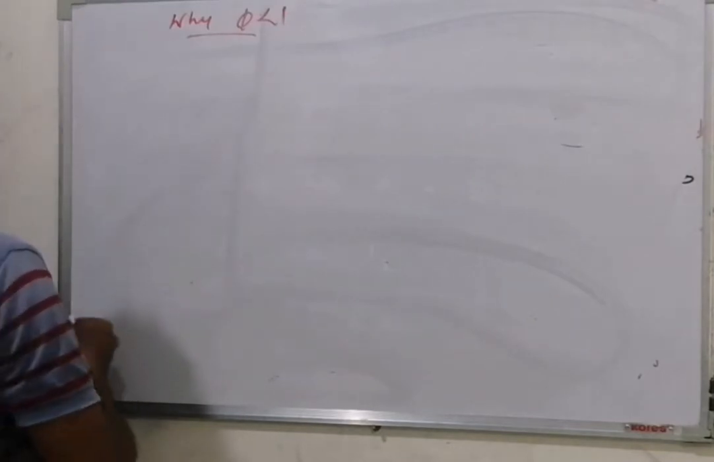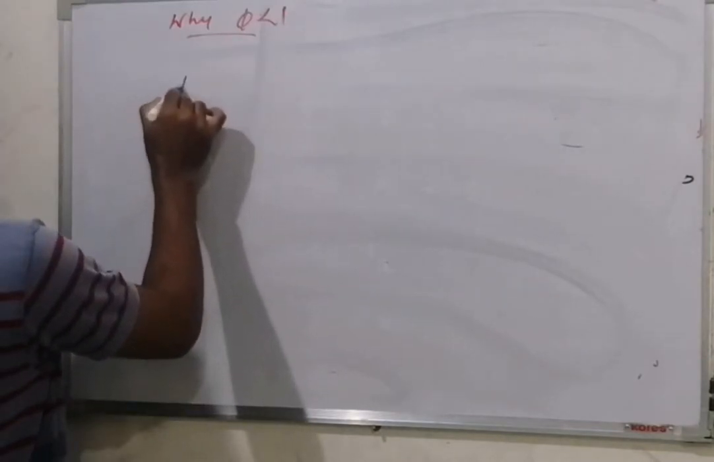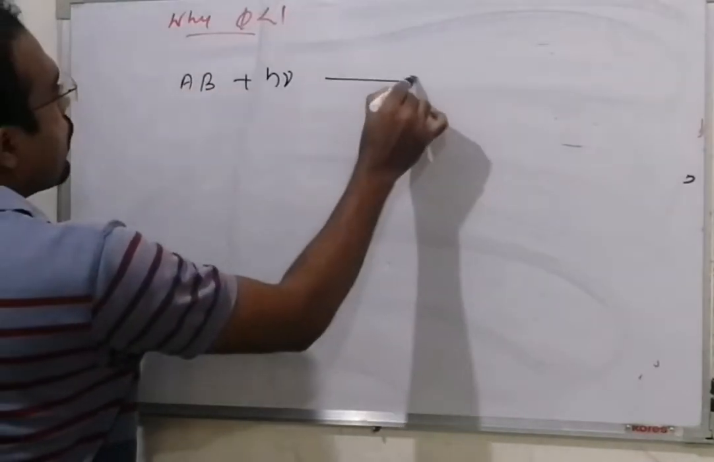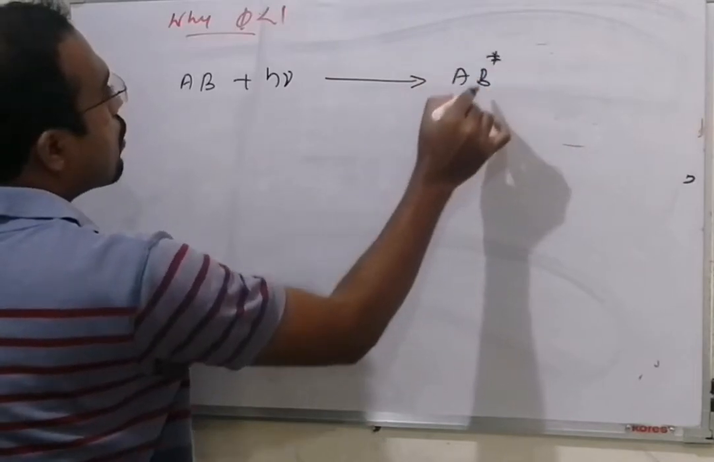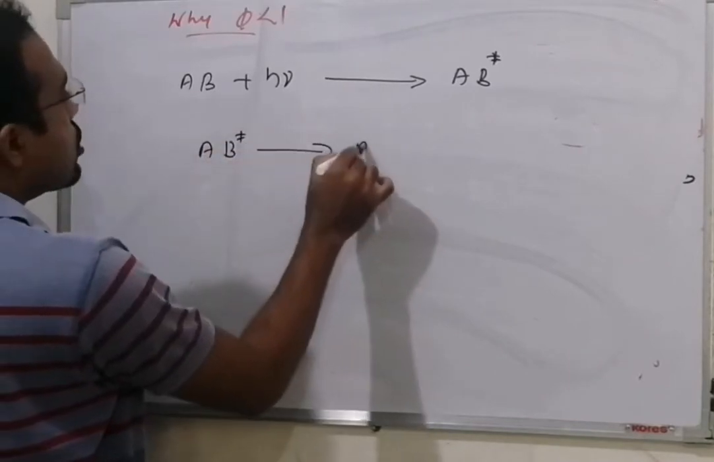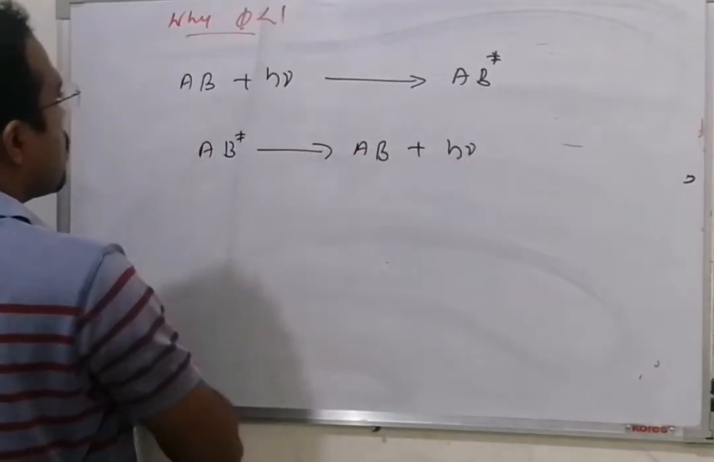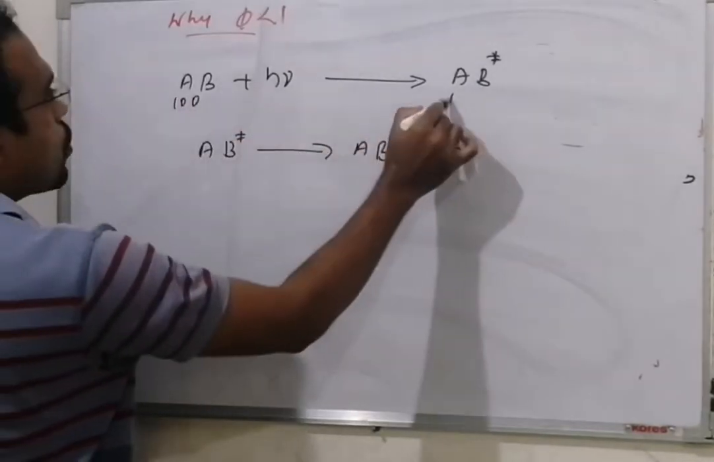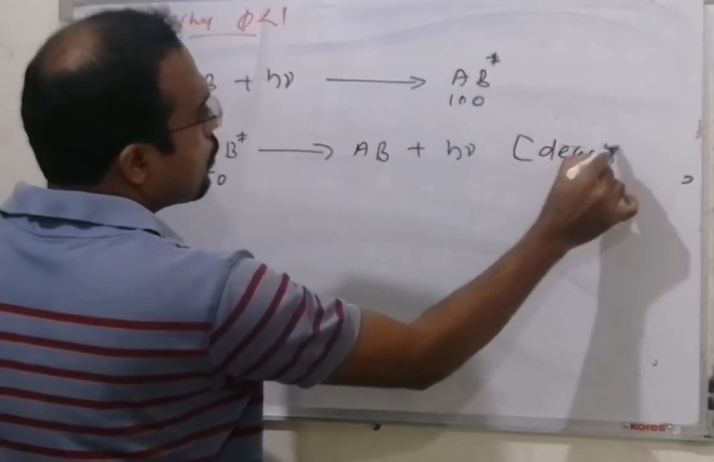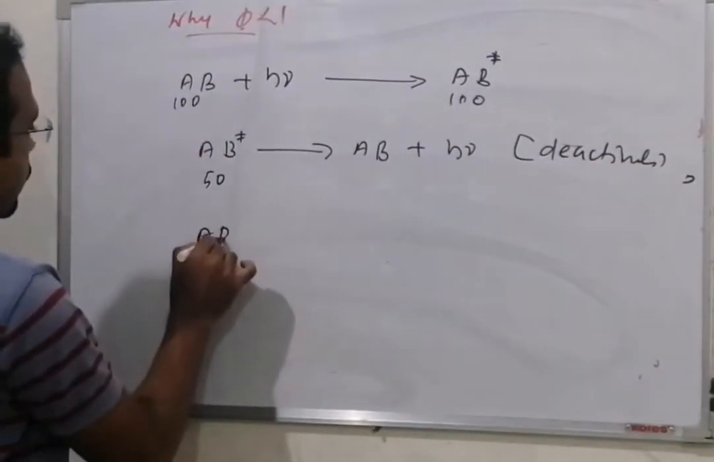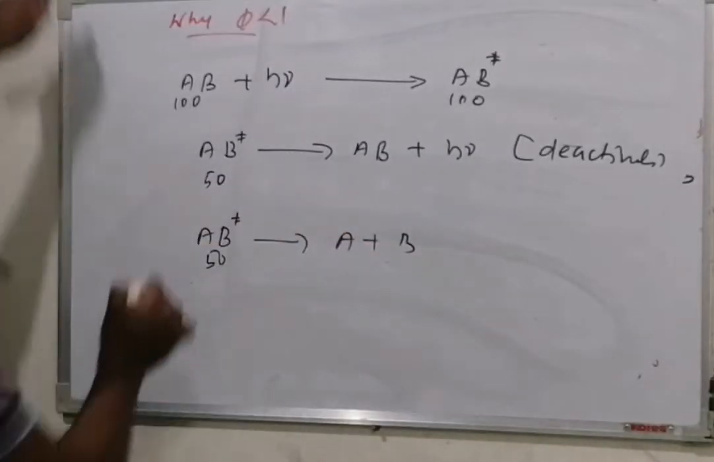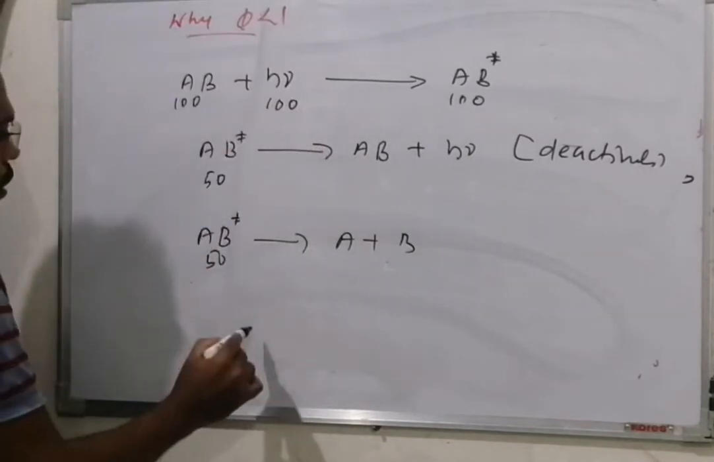Suppose you have a molecule AB plus hν. It gives AB star. This AB star is deactivated to AB plus hν. Suppose you have 100 of these, you got 100. 50 deactivated, and the other 50 give A plus B. Therefore, for 100 molecules, you have 100 photons.